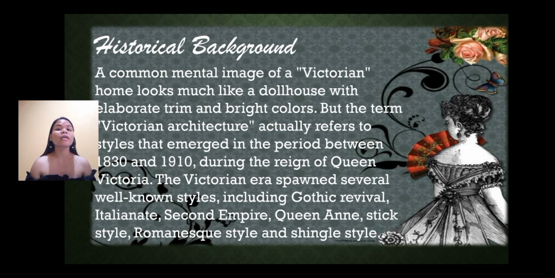Next is the historical background. A common mental image of a Victorian home looks much like a dollhouse with elaborate trim and bright colors. But the term Victorian architecture actually refers to styles that emerged in the period between 1830 to 1910. During the reign of Queen Victoria, the Victorian era spawned several well-known styles including Gothic Revival, Italianate, Second Empire, Queen Anne, Stick style, Romanesque style, and Shingle style.